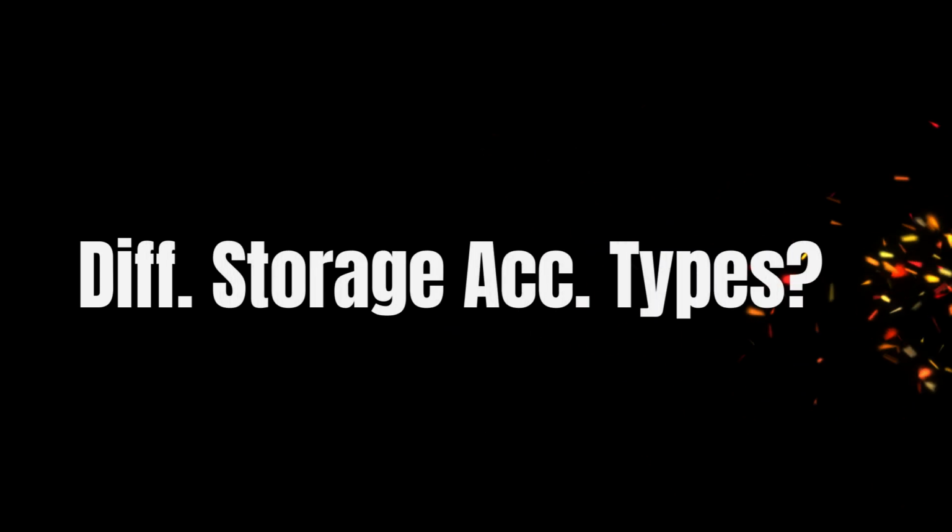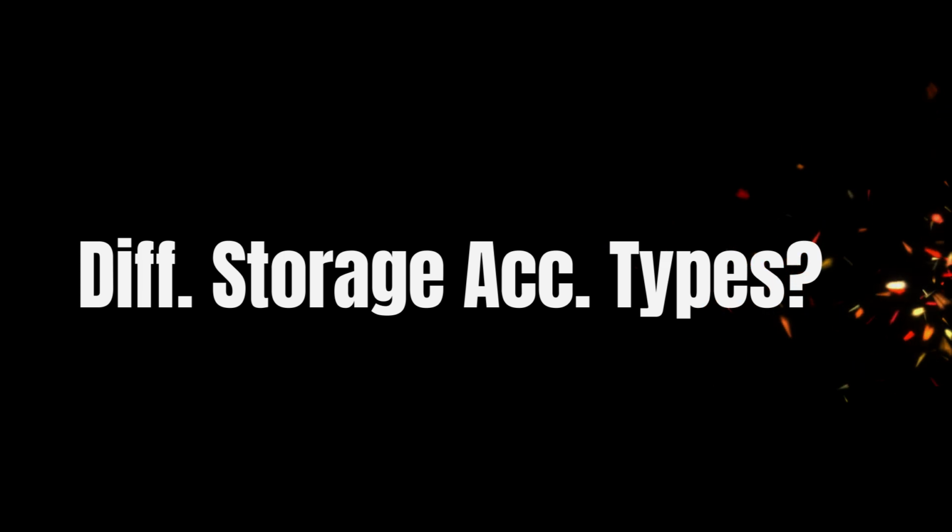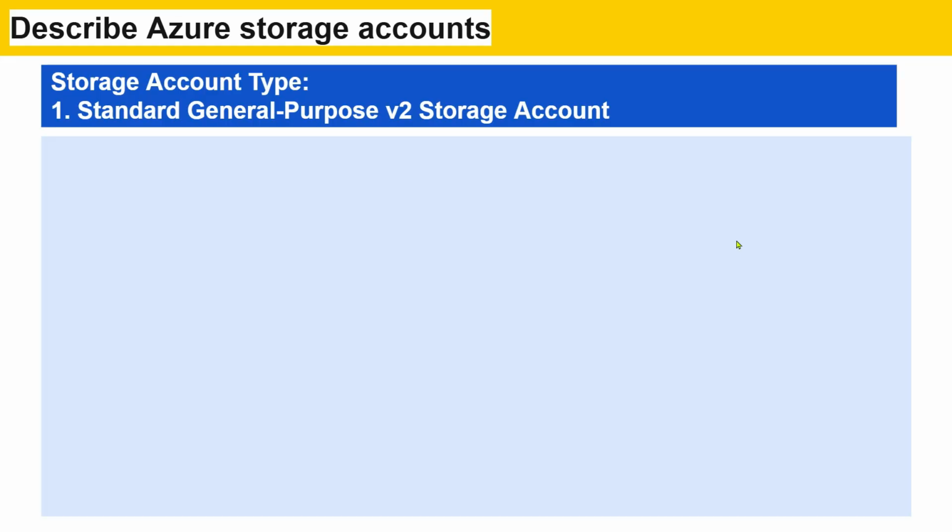As we have seen the redundancy options with Azure, now it is time to look at the different storage account types in Azure. The first one is the standard general purpose version 2 storage account. Version 2 means earlier there was an older version, and now it is an improved version. This is for general purpose, the very basic account type.